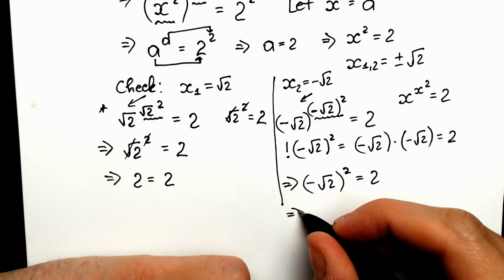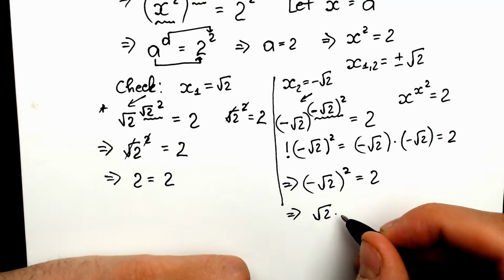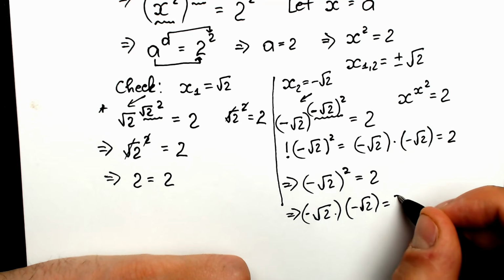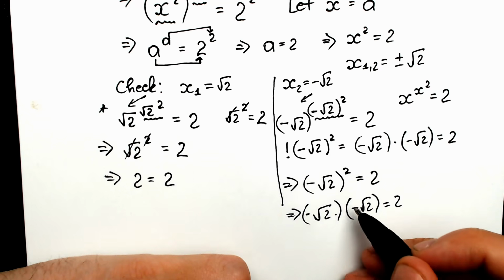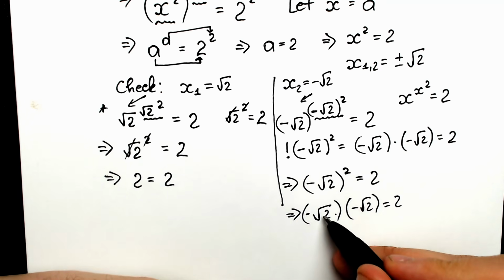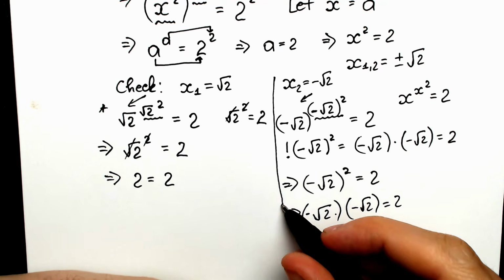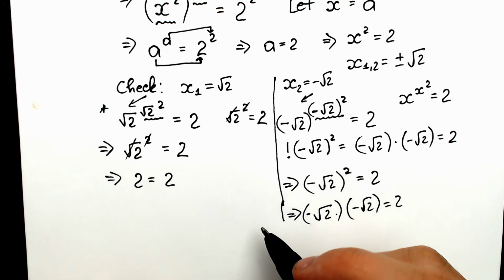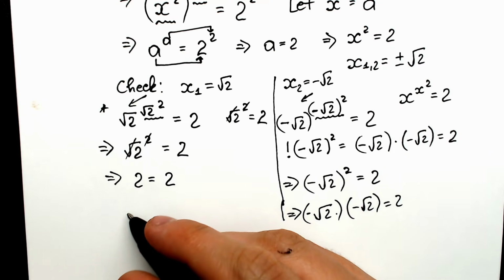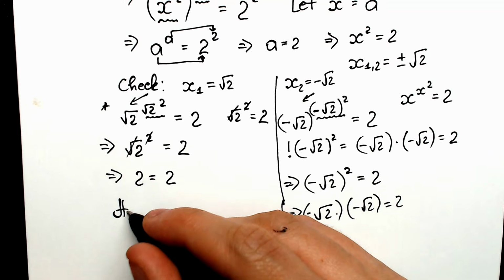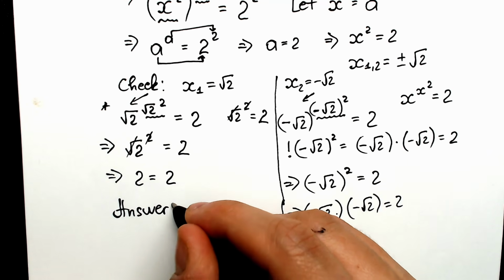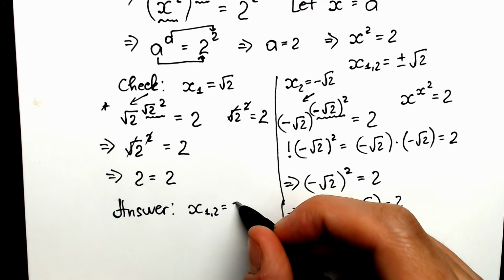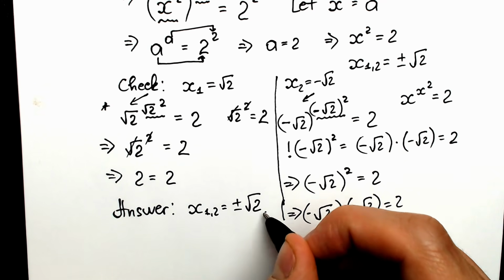And this is a correct expression, because minus square root of 2 times minus square root of 2 equal to 2, which is absolutely correct, because we have a positive sign, and we have square root of 2 times square root of 2 equal to 2. So the correct answer to our question is plus minus square root of 2. So let's write it on the left side. So our answer: x first and second equal to plus minus square root of 2.